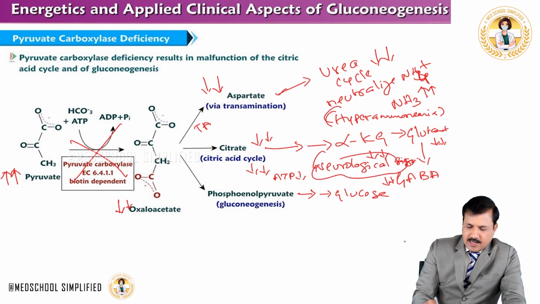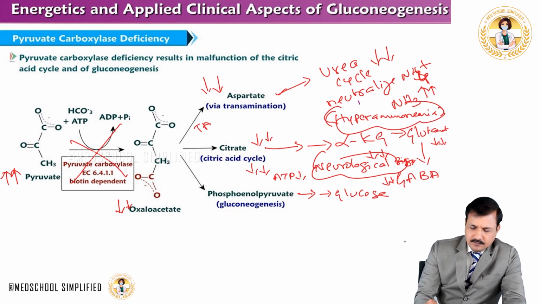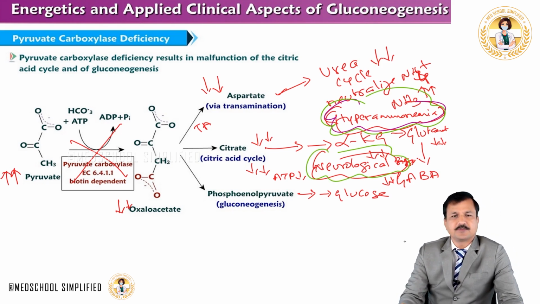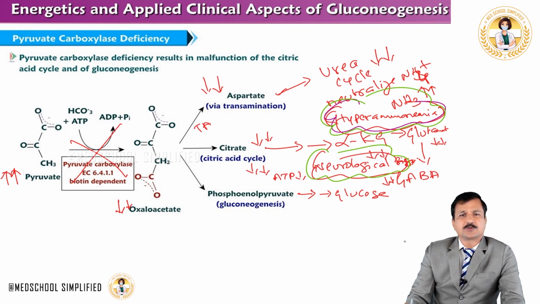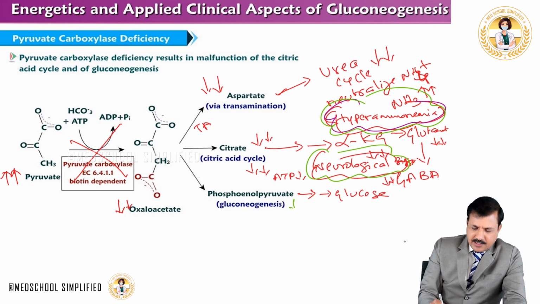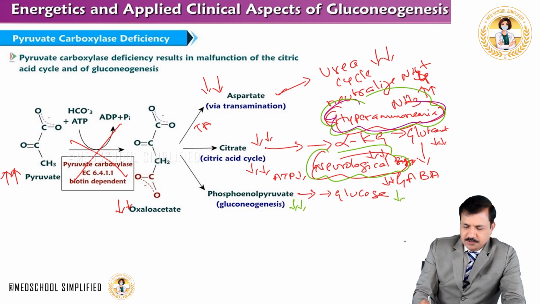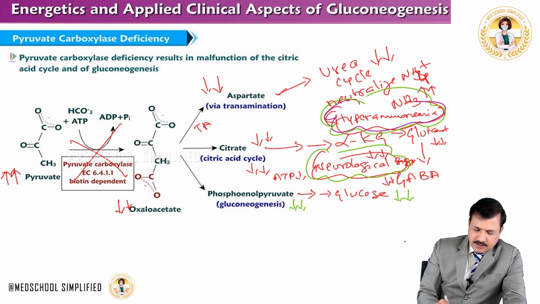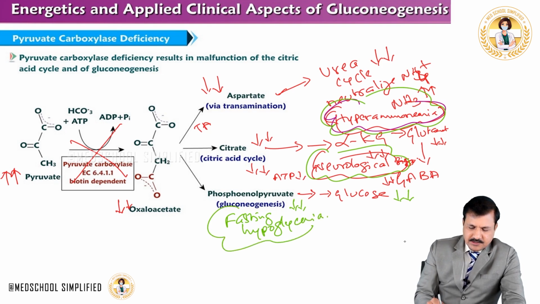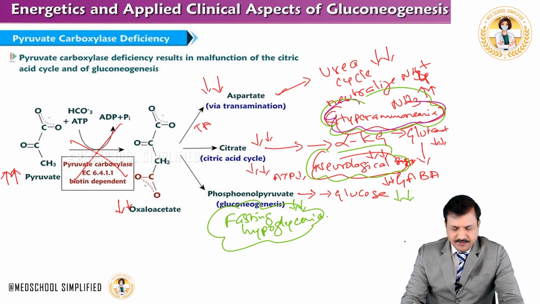Now, we have seen hyperammonemia. We have seen neurological signs and the causes for neurological signs. And now, since oxaloacetate is down, phosphoenolpyruvate is decreased. When the phosphoenolpyruvate decreases, that means glucose formation decreases under fasting condition, and that will give rise to fasting hypoglycemia. So that is one of the signs you see in pyruvate carboxylase deficiency.